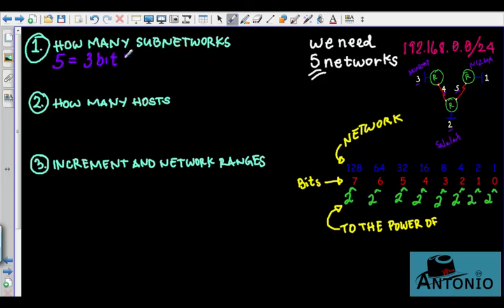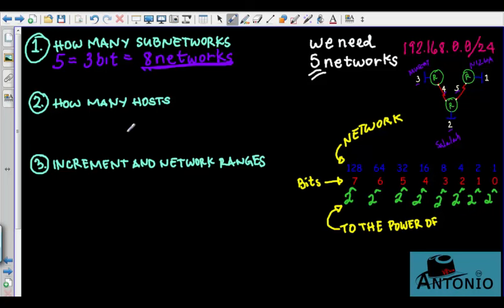And that 3 bits equals 8 networks, and that's the answer. Easy, huh? So we get the answer. How many networks do we need? We need 5 networks, but it gives us 8 networks. It doesn't matter. Then how many hosts do we need per subnet or per network?